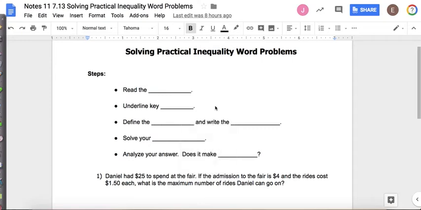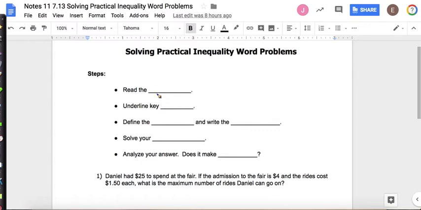Welcome to my video on solving practical inequality word problems. So we already learned steps for equation word problems. Now we're going to use those same steps to help us write inequality word problems.